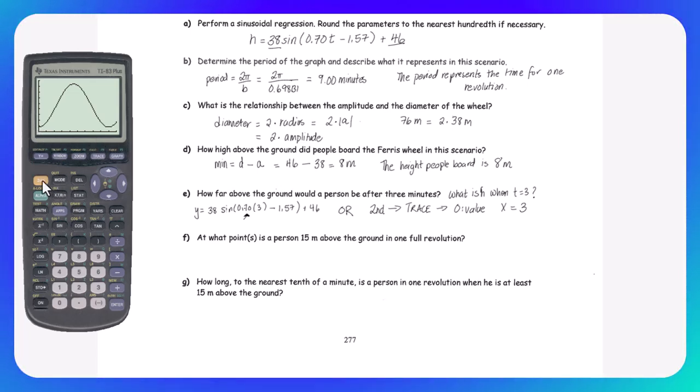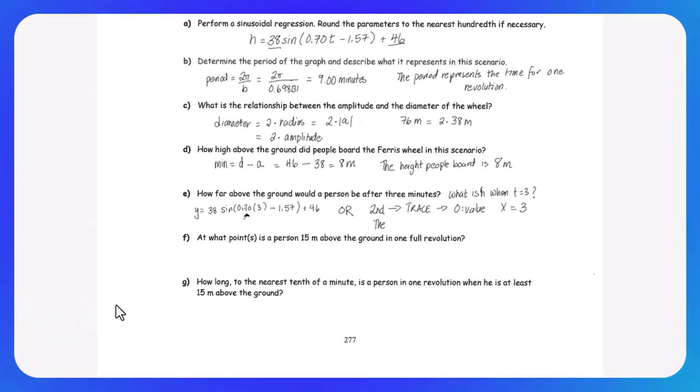So let's go ahead and go second function trace and go 1 for value. And now we're going to put when x equals 3 right here. And when x equals 3, y equals 65. So in other words, the person will be 65 meters off the ground after 3 minutes.